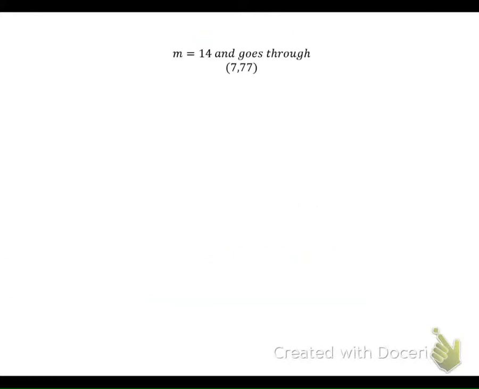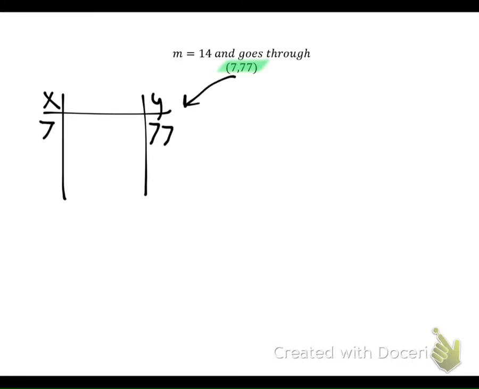Let's take a look at another example we have here. Sometimes they're going to give you the m and they may give you a point. Now what I like to do is whenever I have a point like this, I like to make a table because that's going to help me kind of organize my ideas. So I have my x, I have my y, and my x value is 7, my y value is 77. So I just put this point into my table.